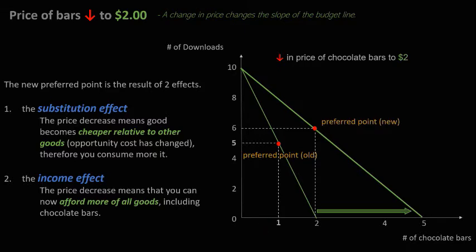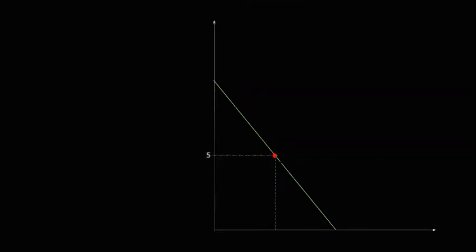And so the substitution effect can explain our increase in chocolate bars, and the income effect can explain why we're able to buy more downloads. Anytime a price changes, we have this income and substitution effect. Now let's take a look at a change in the price of music downloads.